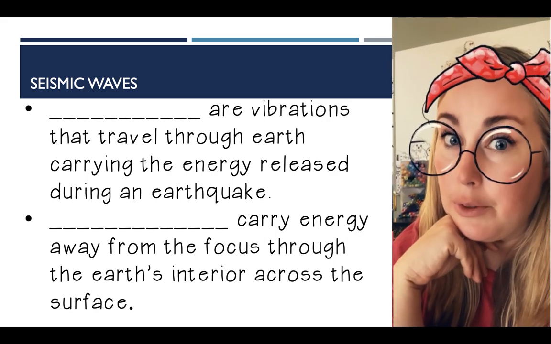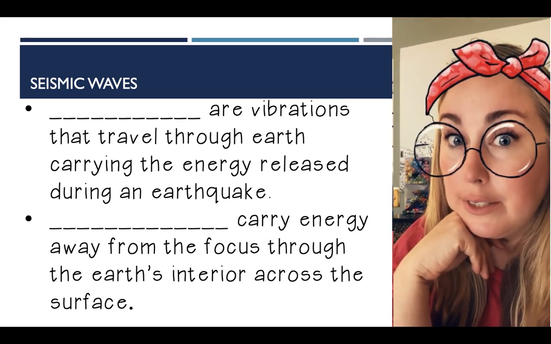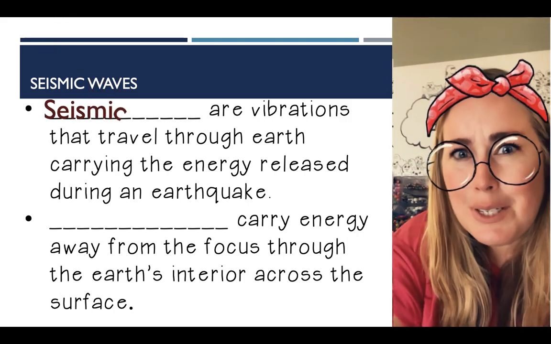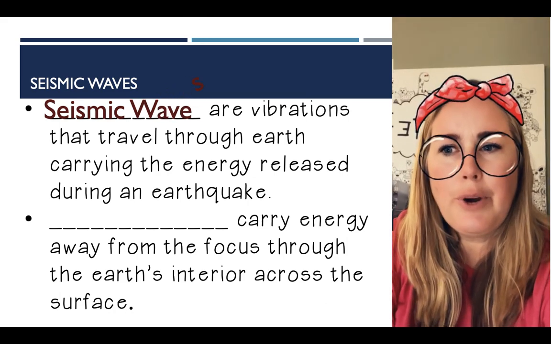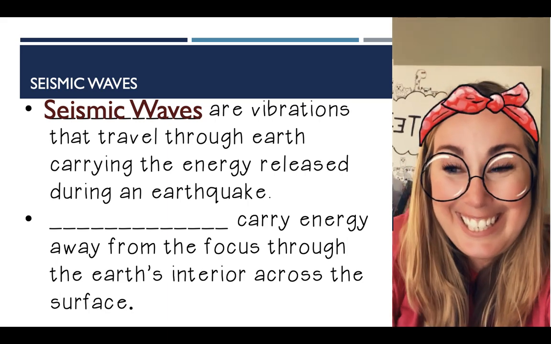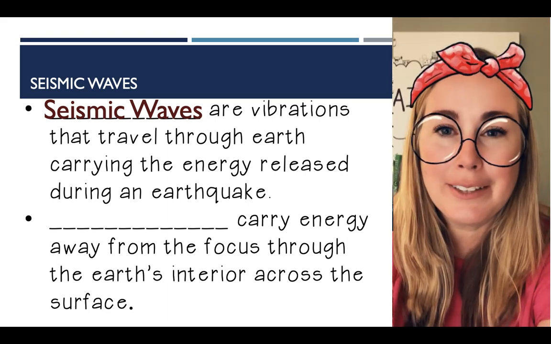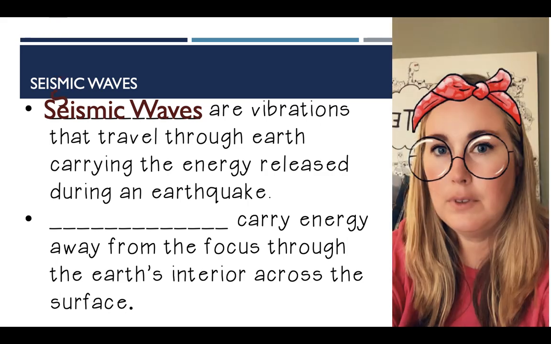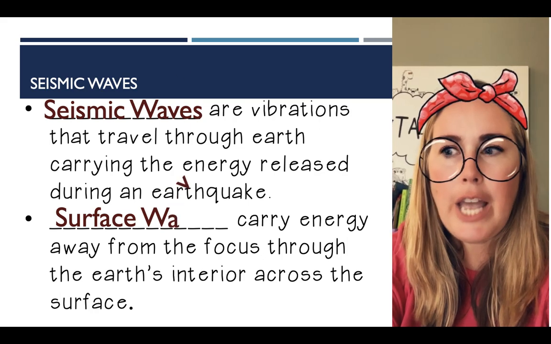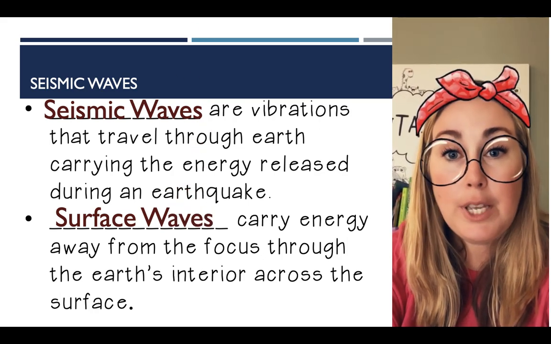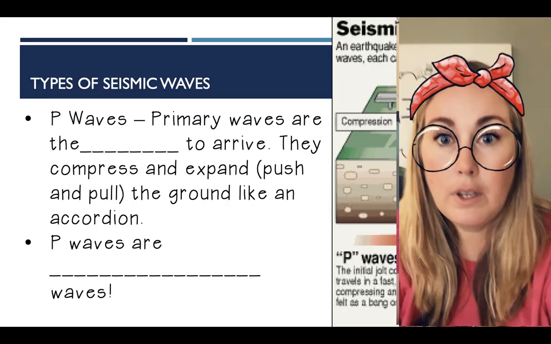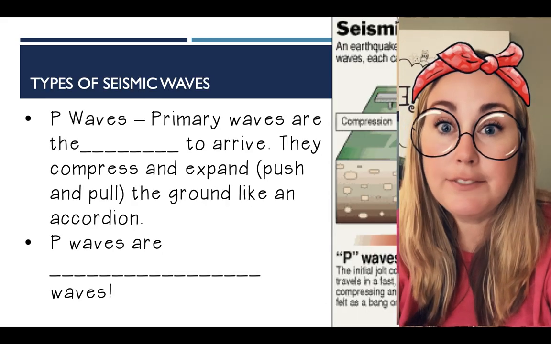Now, let's talk about the waves that produce earthquakes. The first one we're going to talk about is seismic waves. Seismic waves are vibrations that travel through Earth, carrying the energy released during an earthquake. I'm keeping that take. Then there's the more dangerous surface waves. Surface waves carry energy away from the focus, through the Earth's interior, across the surface. There's 3 different types of seismic waves.